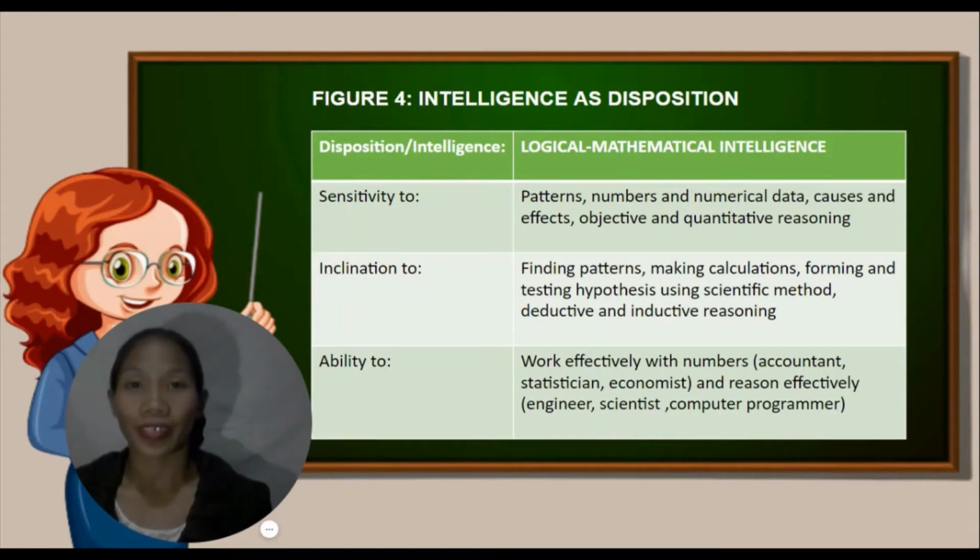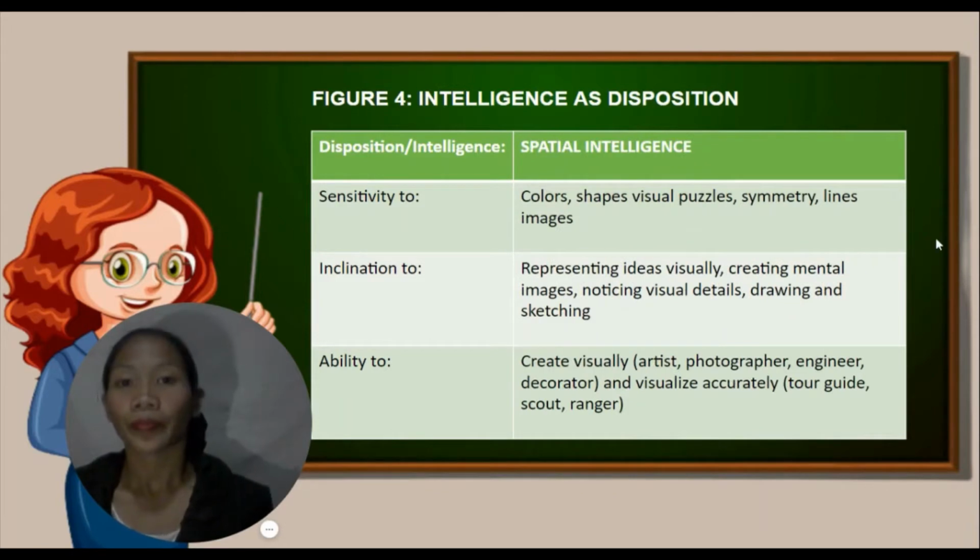So those are the skills, and if they have those skills, they can work effectively with numbers, like the accountant, the statistician, the economist, and they can also reason effectively, like the engineer, the scientist, the computer programmer. And then we have your spatial intelligence.